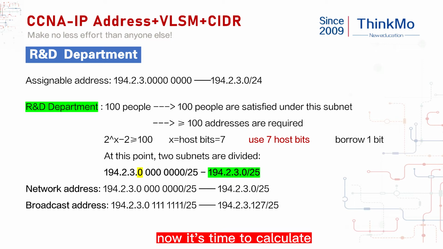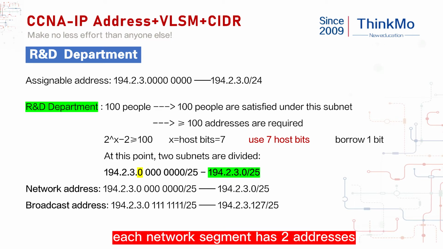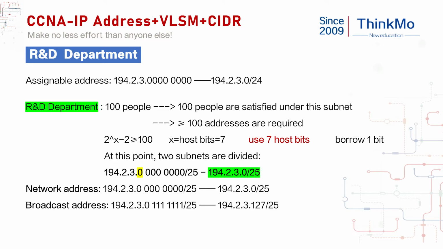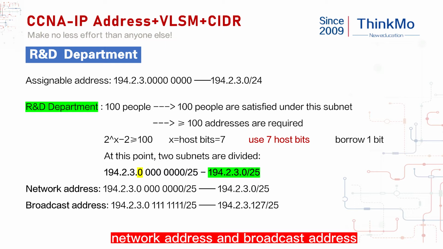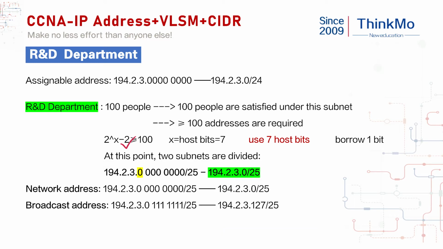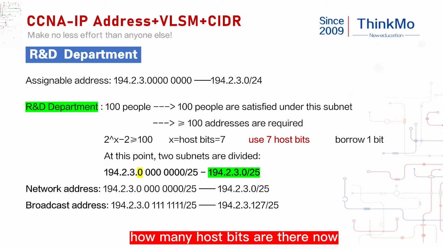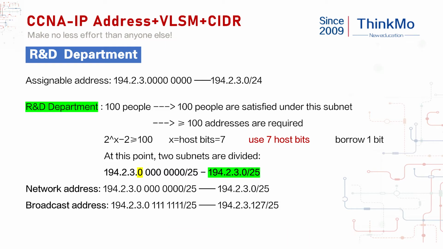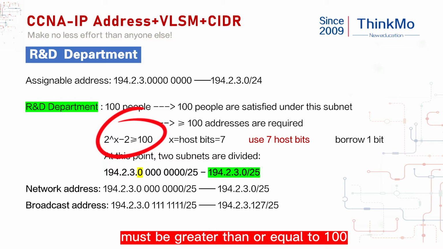Now it's time to calculate. Each network segment has 2 special addresses, the network address and the broadcast address. So it is equivalent to needing to subtract these 2 addresses. X stands for the variable, that is, to calculate how many host bits and how many network bits there are. But after subtracting these 2 addresses, the result must be greater than or equal to 100.